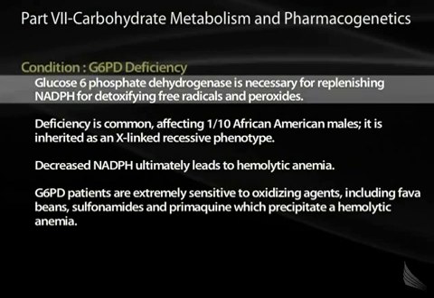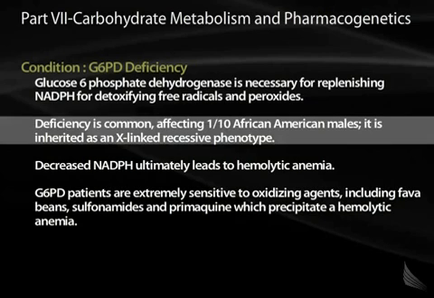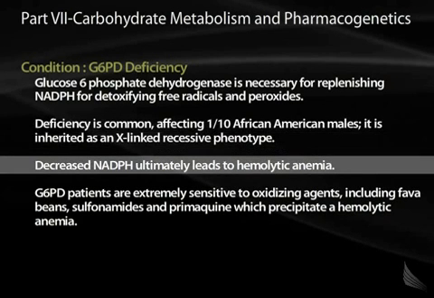G6PD deficiency, right? Glucose 6-phosphate dehydrogenase is an enzyme that's necessary for replenishing NADPH, for detoxifying free radicals and peroxides, things like that. Now, this deficiency is very common, especially in African American males, affecting 1 in 10. It is inherited as an X-linked recessive phenotype. Decreased NADPH ultimately leads to hemolytic anemia, which is what you see symptomatically.